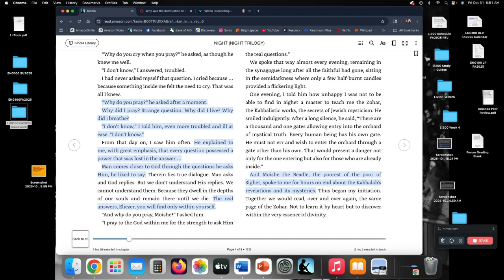Moshe asks him, "Why do you pray?" And Elie says, "Why do I pray? Strange question. Why did I live?" So he's equating his faith to just who he is. Why did I breathe? It's just something that is a part of him that's as natural as breathing. And he said, "I don't know." I told him, even more troubled and ill at ease, "I don't know."